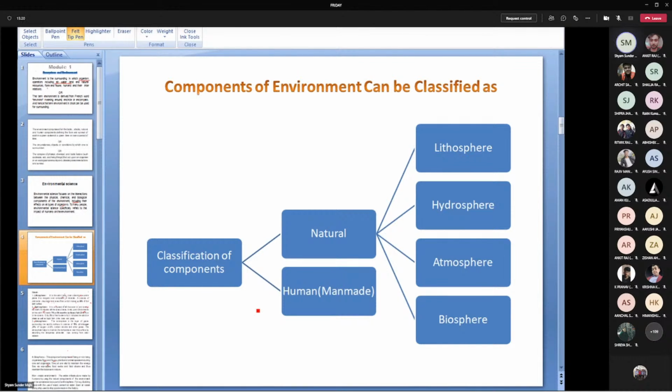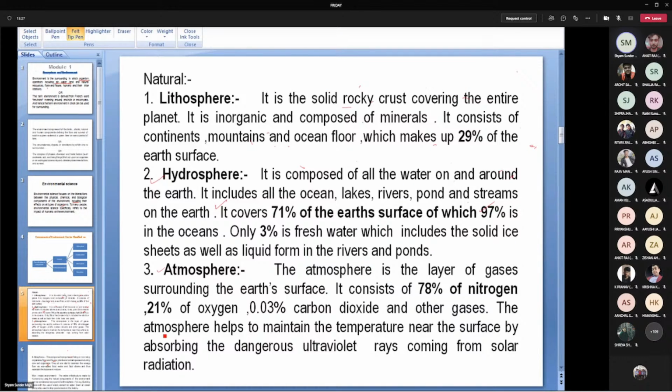Now, lithosphere, hydrosphere, atmosphere, biosphere. One by one I am going to discuss, so you try to understand. First, lithosphere, a very important point. First you try to understand.